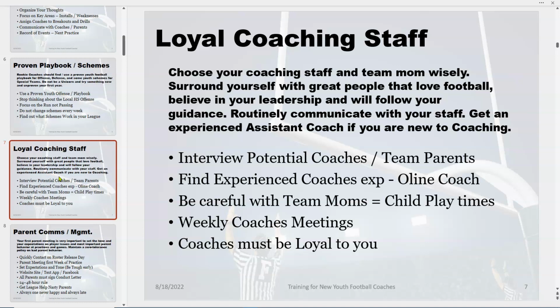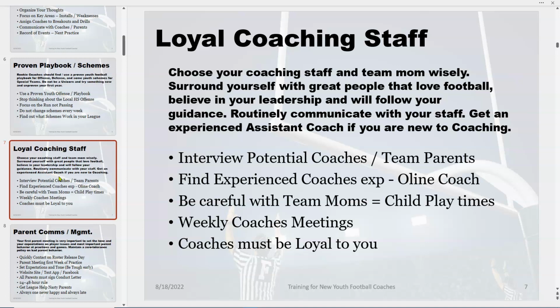Also, be careful with team moms you don't know. I had problems with this when I first started coaching. They seem to believe that their volunteer time will equal that their child gets to play and start more. So we always try to make sure now that the team mom we choose, that their child is actually going to be a starter on our team. Otherwise, it gets to be kind of tricky.